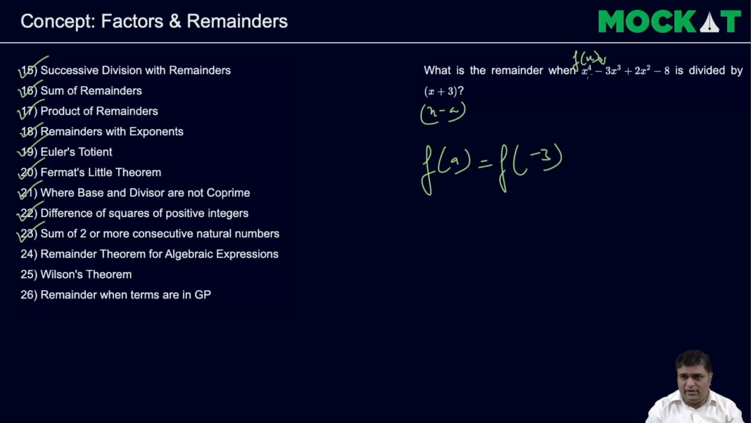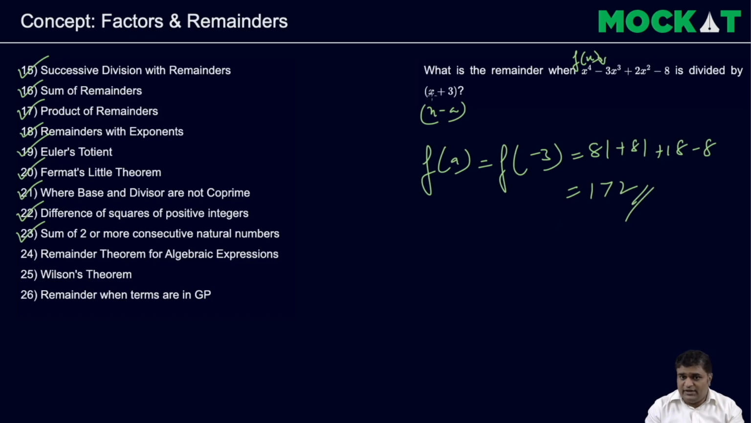So minus 3 over here has to be plugged into x, and we get minus 3 power 4, which is 81. Minus 3 cube is minus 27 into minus 3, which gives us plus 81. Minus 3 square is plus 9, and you get a plus 18 and then a minus 8 over here. 81 plus 81 is 162, plus a 10 will give us 172.